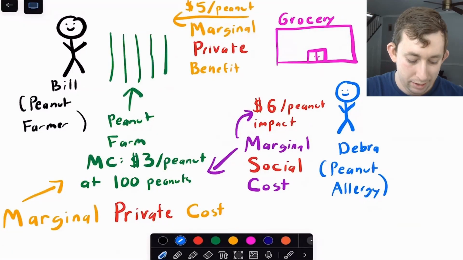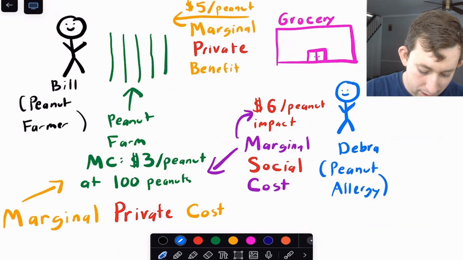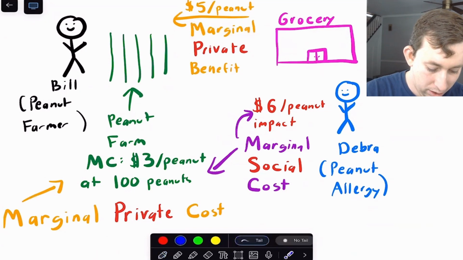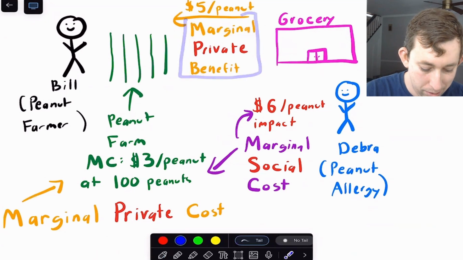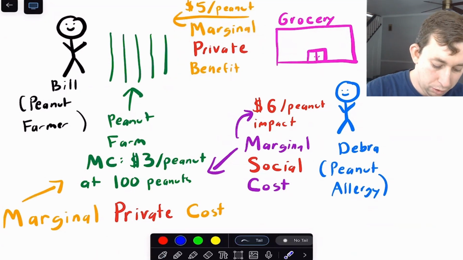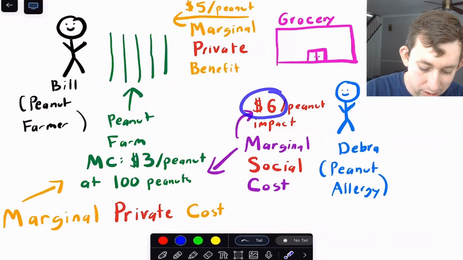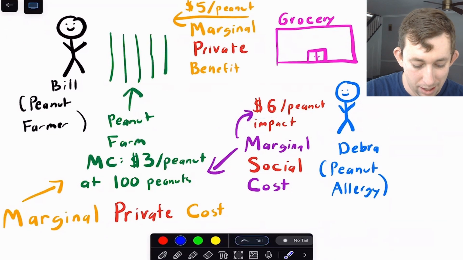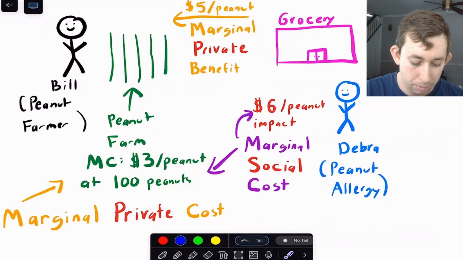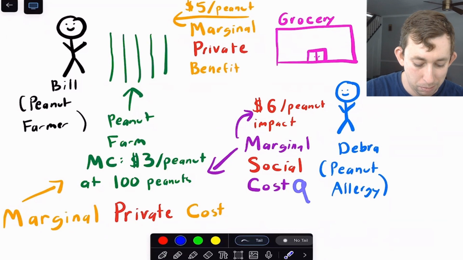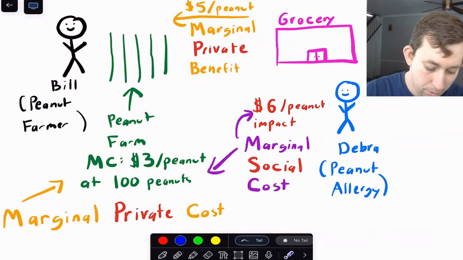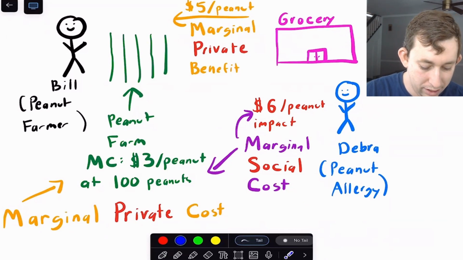Now, before we put this into a graph, let's just do some vocab again. As we've talked about before, this is a private benefit because Bill is not thinking about Deborah. And the $3 per peanut that it costs Bill to make a peanut is a marginal private cost. The social cost is the $3 it costs Bill to make a peanut plus the $6 of impact to Deborah for her peanut allergies. So the total marginal social cost is actually $9 per peanut rather than 6 or 3. Marginal private cost is 3. Marginal private benefit is 5. Social cost is 3 plus 6, which is 9.